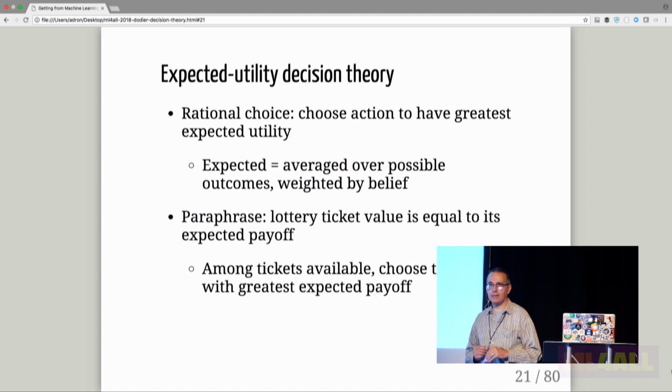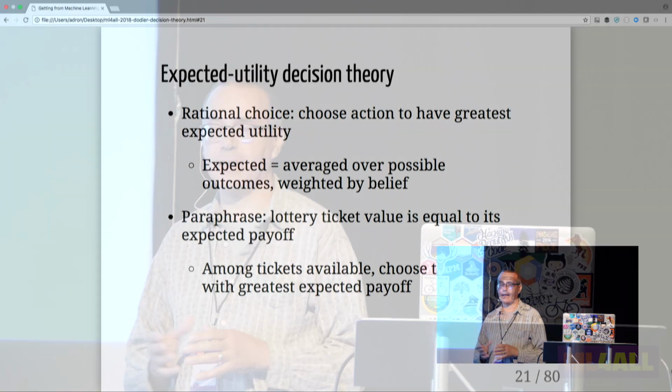So a standard paraphrase of this theory is that the value of a lottery ticket is what its expected payoff is. And that if we have a choice between purchasing different lottery tickets, we should purchase the ticket that has the greatest expected payoff. So the mapping between this simplified form and a more general form is that our choices correspond to buying different lottery tickets, and the payoffs correspond to the costs and benefits associated with those.